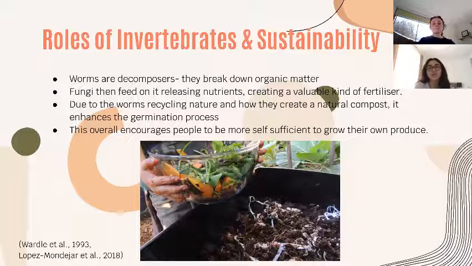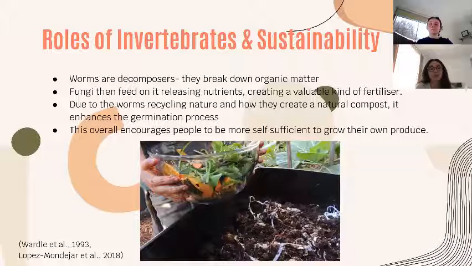Invertebrates' roles are widely diverse, mostly regarding food webs and ecosystem services such as pollution, decomposition, and nutrient release. As Sarah said, we are focusing on worms, which are decomposers, meaning that they break down organic matter while allowing fungi to feed on it, releasing nutrients and creating a valuable kind of fertilizer. They also create tunnels for increased water and air circulation that encourages aerobic bacteria to do their job.